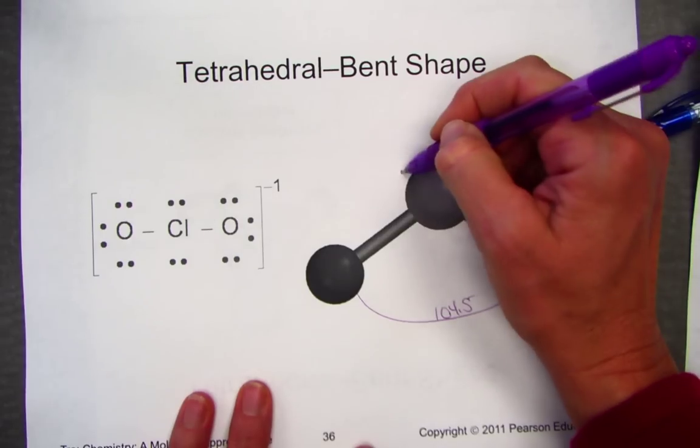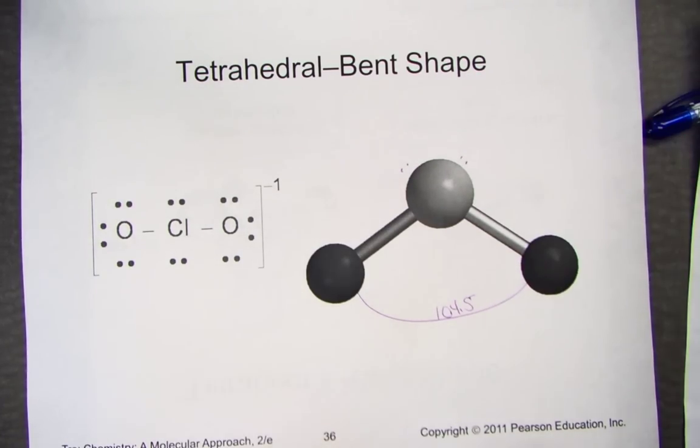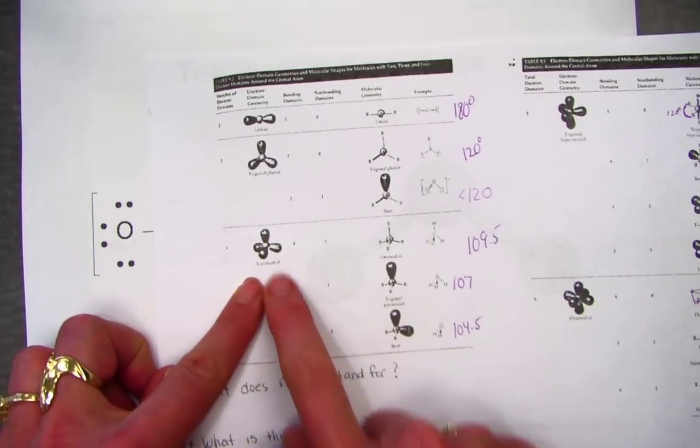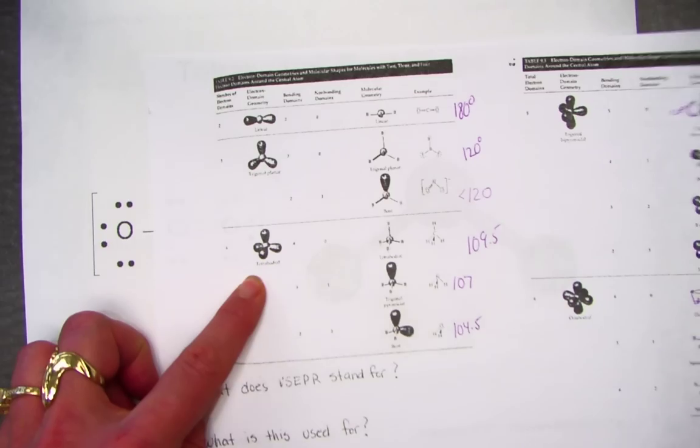What I'm not seeing in this particular ball and stick model are the 2 electron domains that are not bonded. The VSEPR chart shows 4 electron domains, 2 bonded, 2 non-bonded. I can predict the bent shape.